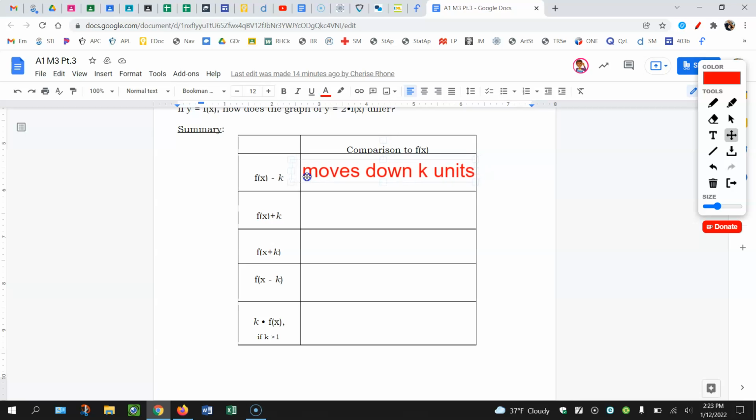Speaking of moving down k units, this next one, plus k, moves up k units. Up k units. So what you'll notice that these both have in common, the plus k and the minus k.